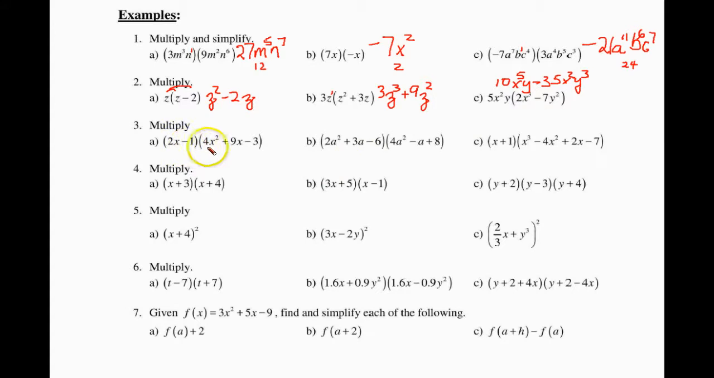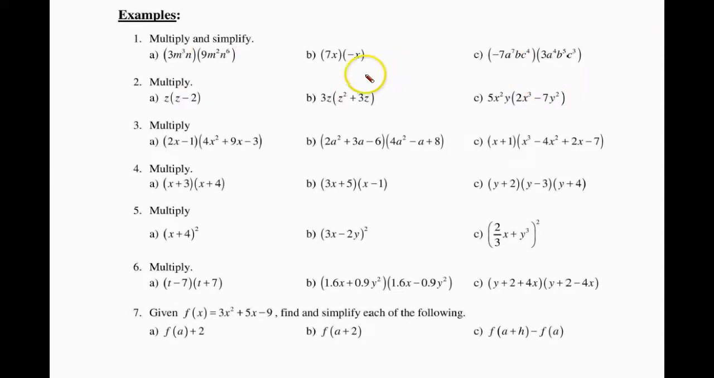Now here's where you need a strategy for doing this. So I'm going to show you again what I tend to prefer. You can do this horizontally, but I think the best way to do it is vertically. So let me set it up that way. 4x squared plus 9x minus 3. Then we're going to multiply it by 2x minus 1.